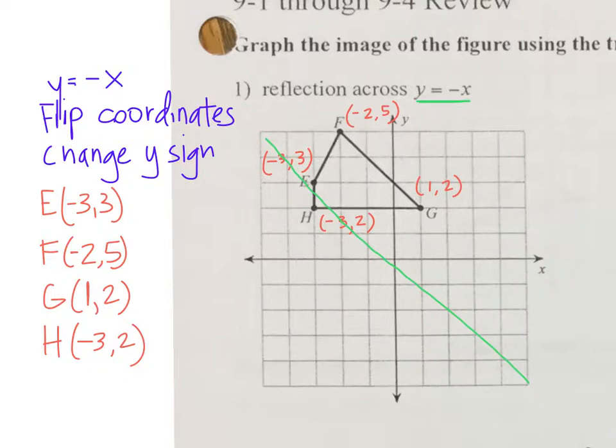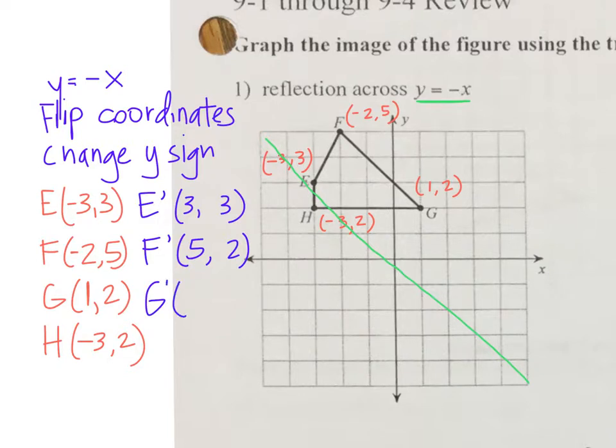So I've written all the coordinates down. All I'm going to do is flip them. So for our new E, I just switched the 3 and the -3. But then I have to change the sign of the y. So instead of negative, I have a positive y. For F, it's -2, 5. I flipped that to 5, -2. But instead of -2, I have to change the sign. It has to be a +2.